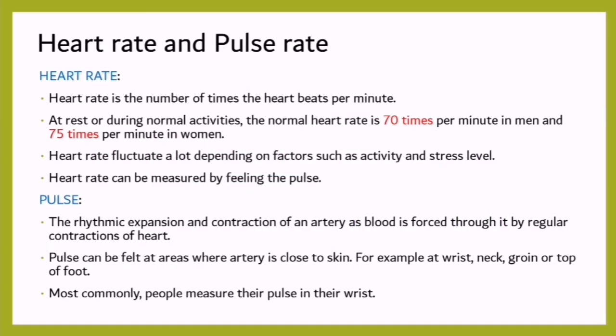Heart rate is the number of times the heart beats per minute. In normal circumstances, the normal heart rate for men is 70 times per minute, whereas for women it is 75 times per minute. Heart rate fluctuates a lot depending upon the activity or the stress level, but it can be measured by feeling the pulse.